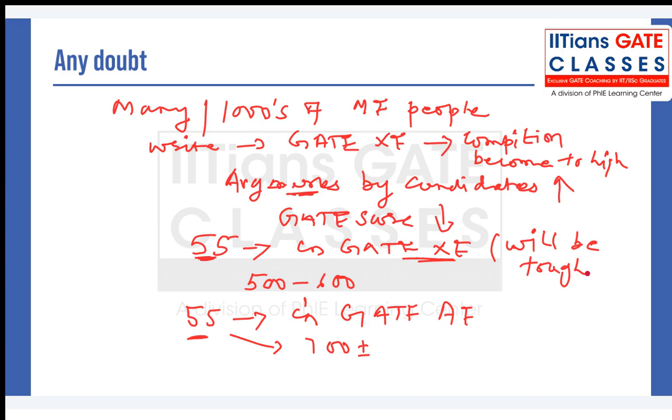Clear? It will be tough. So what should be the choice? Tell everyone. What should be the choice? Both or one? A denotes AE.